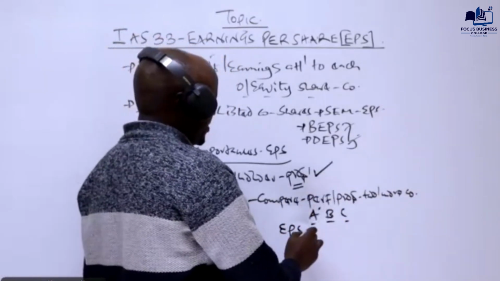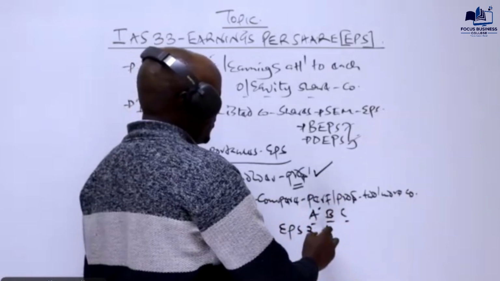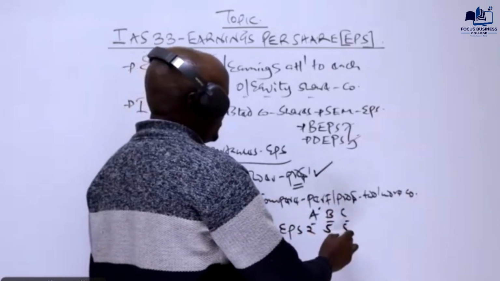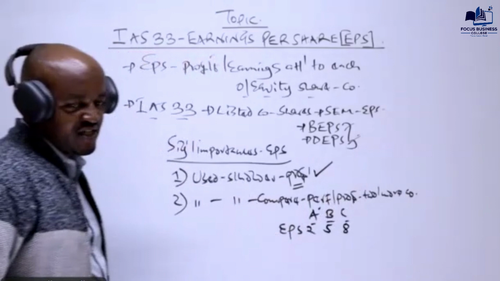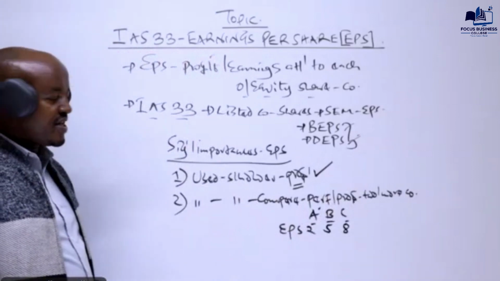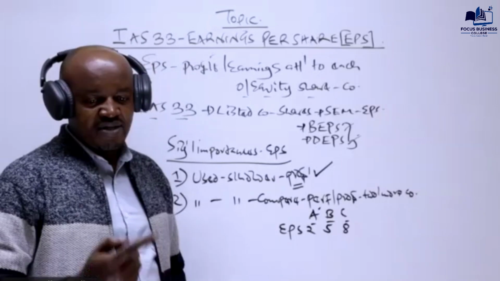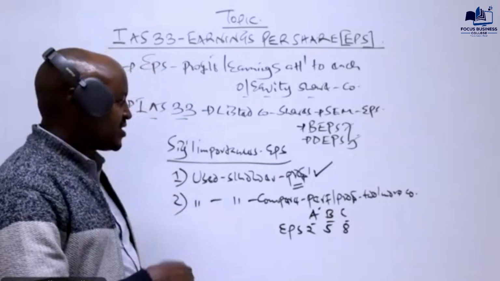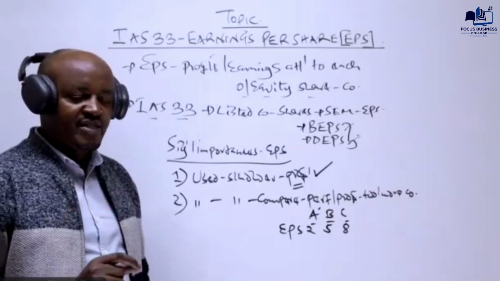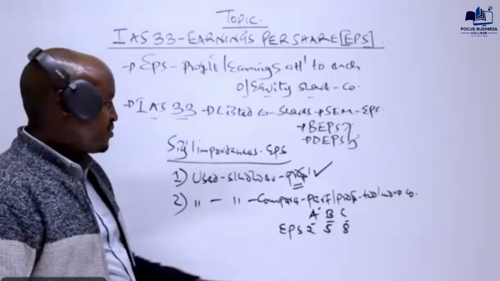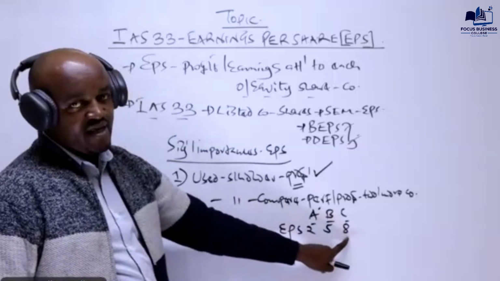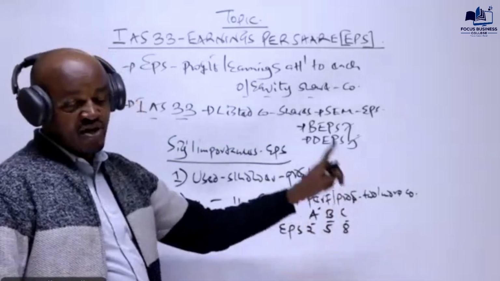Let's assume the earnings per share for this company is 2 shillings per share, for this one is 5 shillings per share, and maybe this one is 8 shillings per share. In this case, you can see we can use these earnings per share to compare the performance of these companies. Remember, if the earnings per share is higher, it means that company is more profitable. So you can say this company is the one which is more profitable in that particular industry.